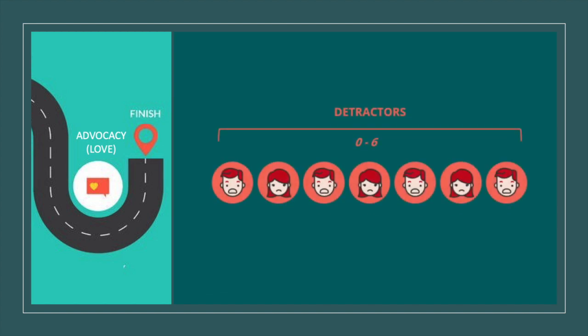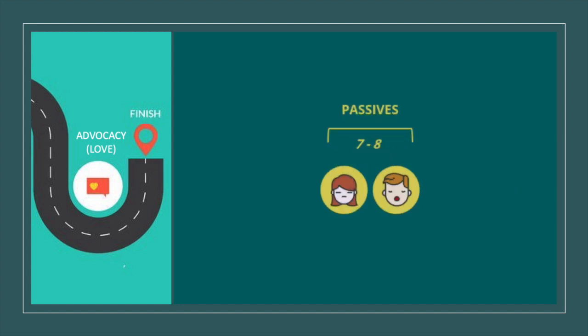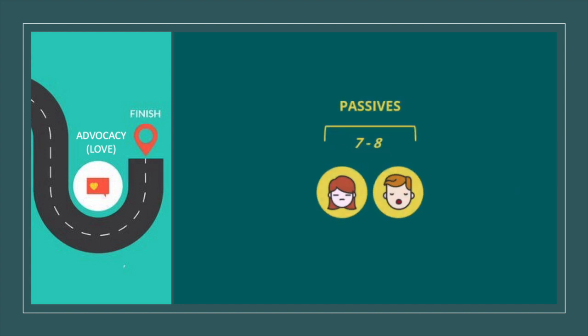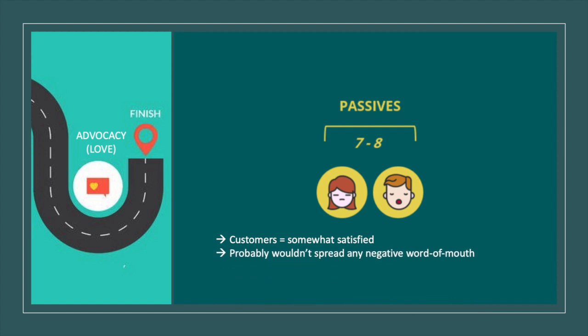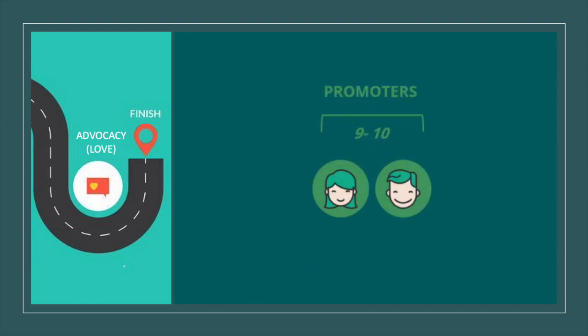Detractors are the ones who gave a score between 0 and 6, and they are not particularly thrilled by the product or service, so they are not the ones who are going to promote your product. The passives are the ones who gave a score of 7 or 8. They're more likely to give word of mouth about the product, but those are not the actual promoters of your product or service. Then we have the promoters, who answered 9 or 10 on the survey.